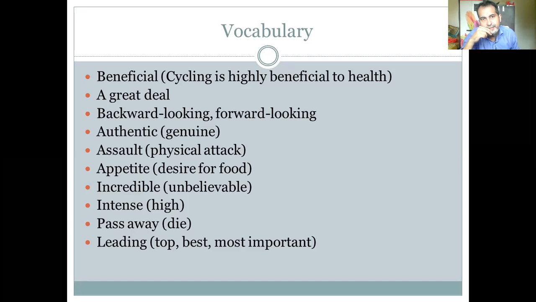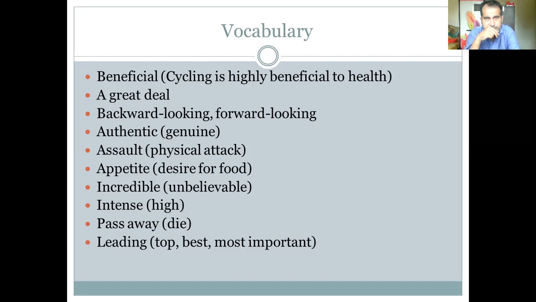Then another word, assault. Assault means attack or beating or physical attack. The man was assaulted in the street. This type of sentence you'll find in newspapers also. And this assault is in your textbook also. Assault means physical attack. And I have already told you how you should use this in your writing.